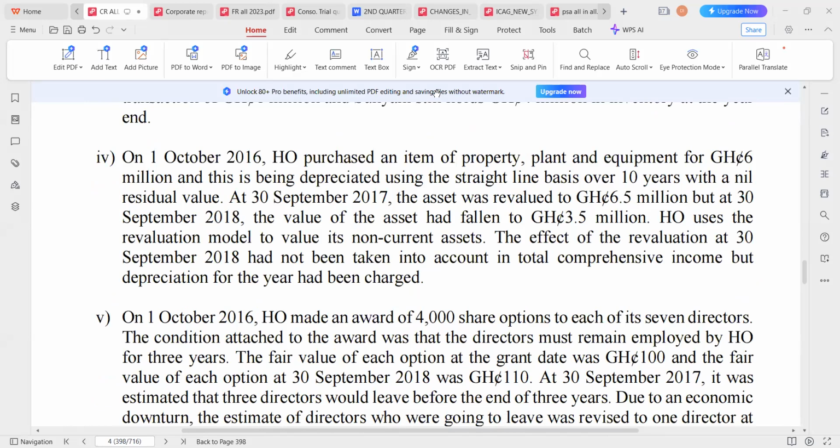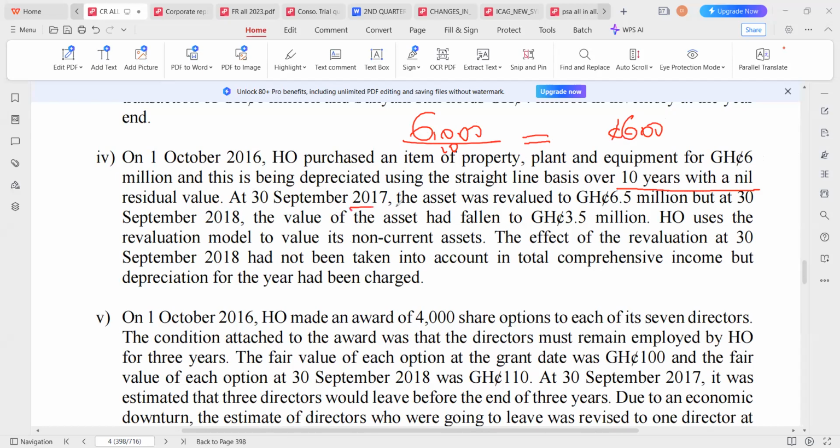Now, this is normal IFRS. So we say that who acquired, who purchased on 1st October 2016, an item of property, plant, equipment for 6 million. This is to be depreciated using straight line basis over 10 years. So then calculate the depreciation. 6 million, that will be 6,000 divided by 10. So 1 year depreciation is what? 600 Ghana cedis. I've raised 3 zeros.